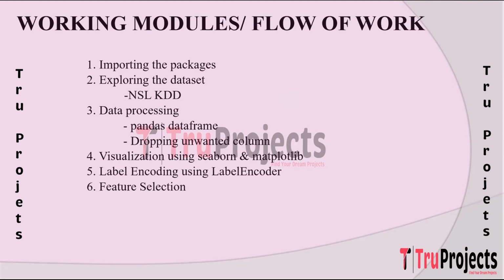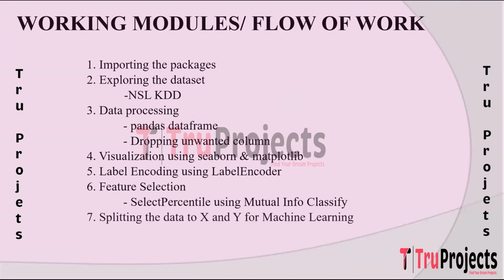Feature selection. Employing SelectPercentile from scikit-learn using mutual_info_classif as the scoring method. This step aims to identify and select the most informative features that are most relevant to predicting the target variable. Splitting the data into X and Y for machine learning.